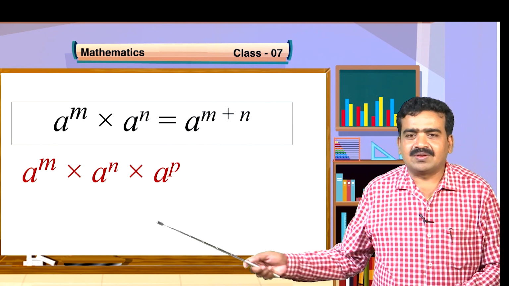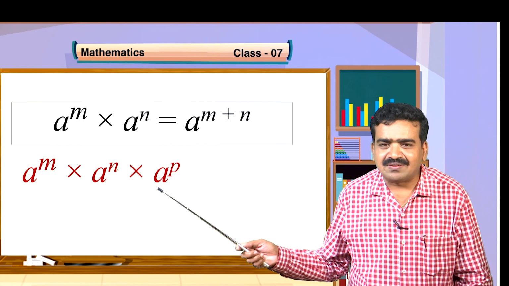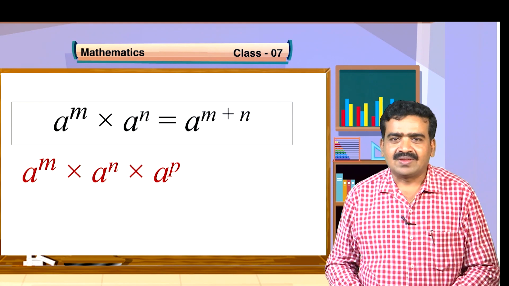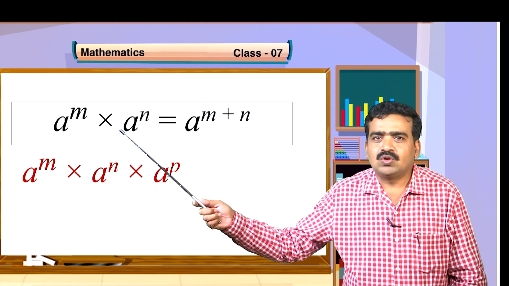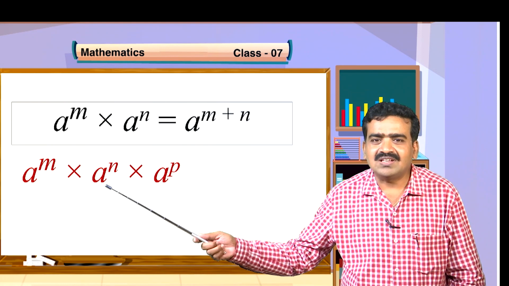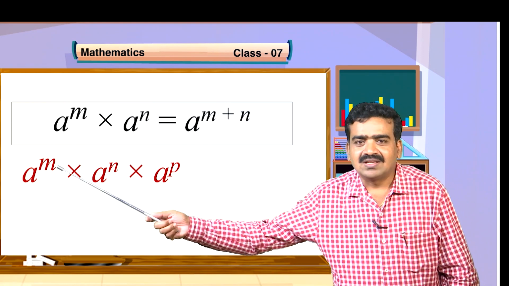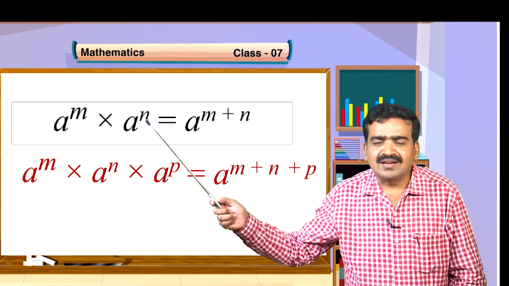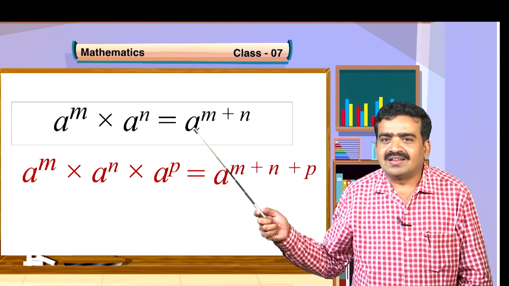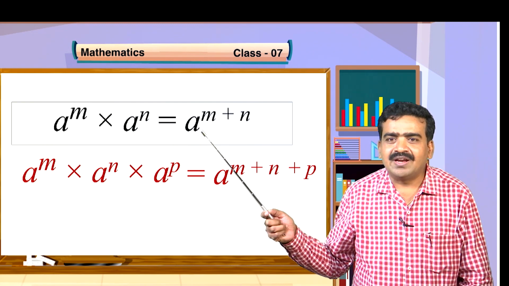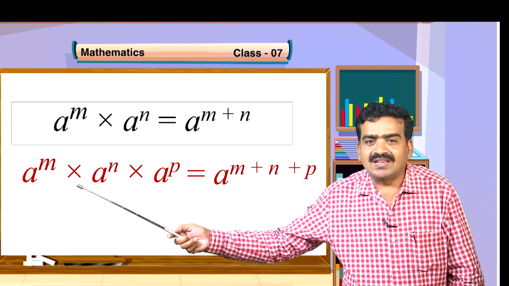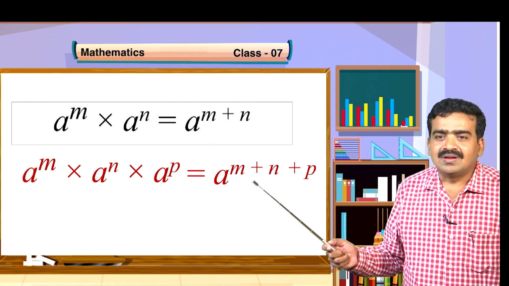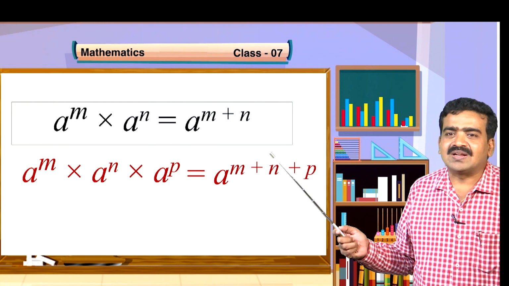What about the product of 3 exponents having the same base, that is a to the power of m into a to the power of n into a to the power of p? Here you can see the product of 2 exponents. Here you are seeing the product of 3 exponents with different powers, that is m, n, and p. If the exponents are m and n, then the answer will be equal to a to the power of m plus n. If the exponents are m, n, and p, the answer will be equal to a to the power of m plus n plus p.